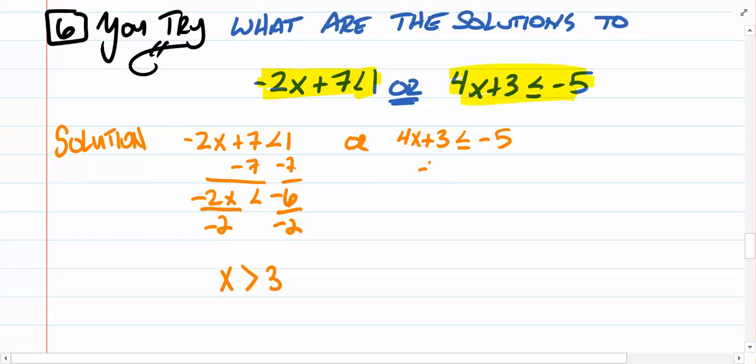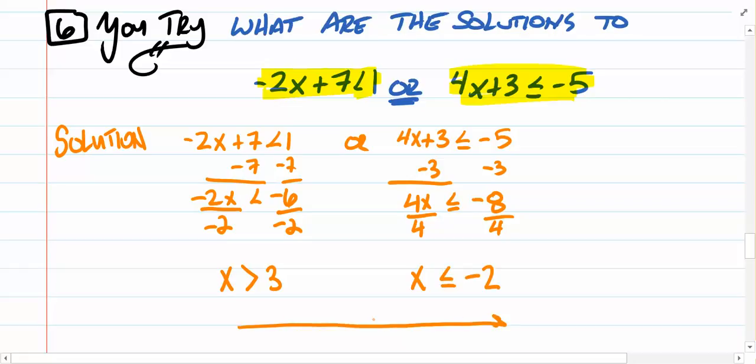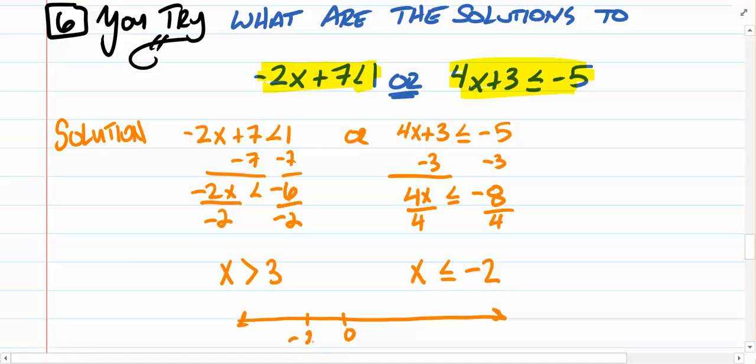Or, the other one, I would subtract 3 from this side, and I would get 4x is now less than or equal to negative 8. I would divide by 4 on both sides, and I would get x is less than or equal to negative 2. So to graph this on the number line, I would put 0 here, I'd put negative 2 here, and I would put 3 over here. So I'd go above the negative 2, circle it, shade it in, and go to the left. And then I would go above the 3, keep my dot open, and shade to the right.